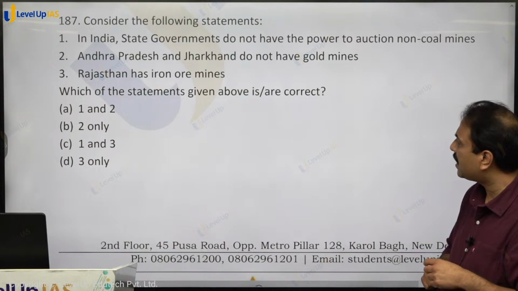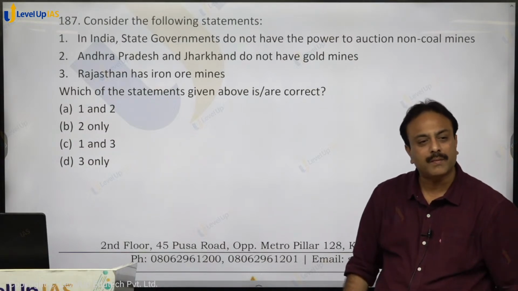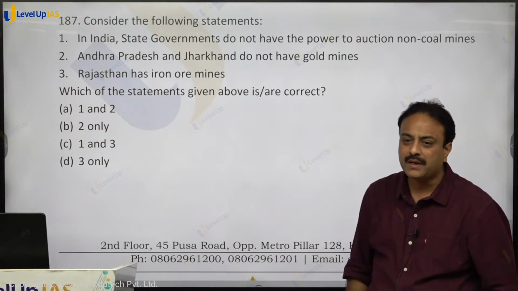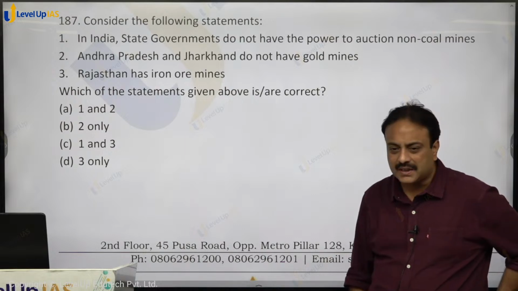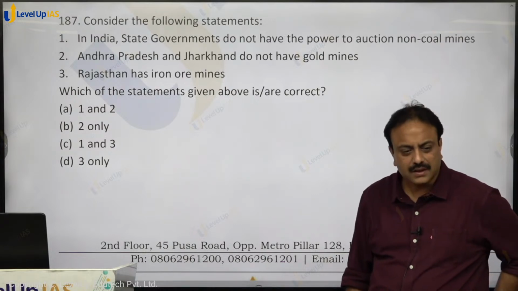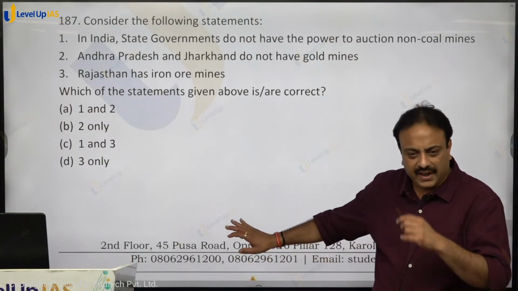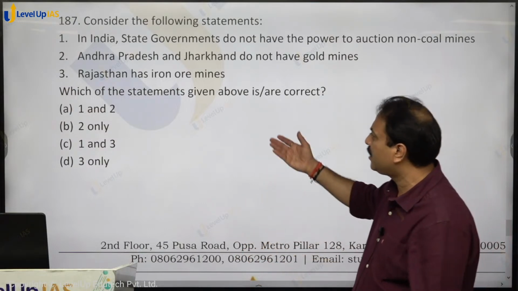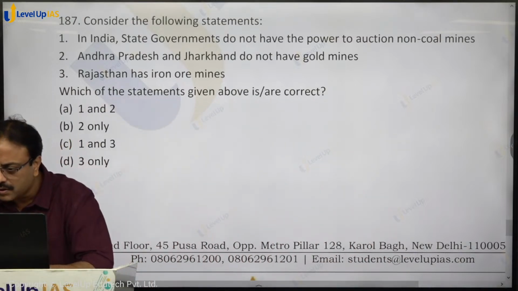Andhra Pradesh and Jharkhand do not have gold mines. Both are having gold mines. Andhra Pradesh is also having a gold mine. Jharkhand is also having a gold mine. Rajasthan has iron ore mines. Yes, Rajasthan is having iron ore mines. So 3 only, option D, D for dog, shall be the right answer. Nothing to explain, what to explain in this. Factual questions are these.